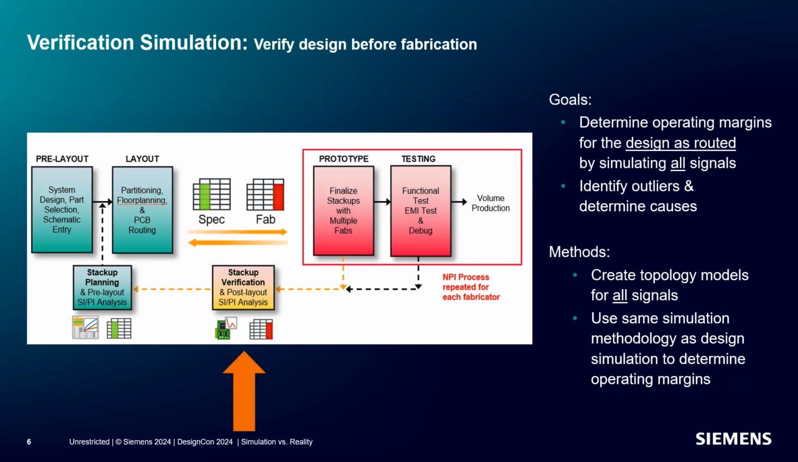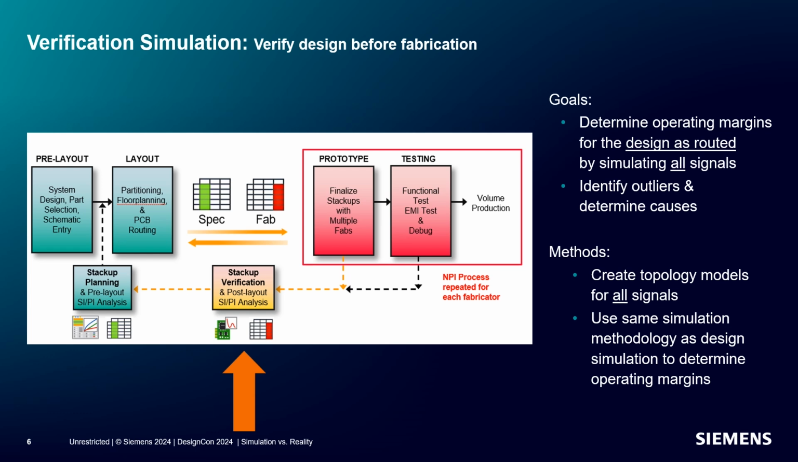After routing, we come to a post-layout verification simulation, where we work to determine if the board can be fabricated. We are looking to determine our operating margins to see how closely those rules we set in place during the previous slide were followed, and where we test for outliers.